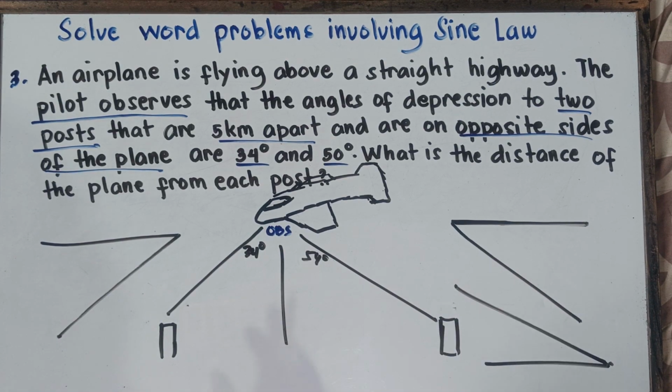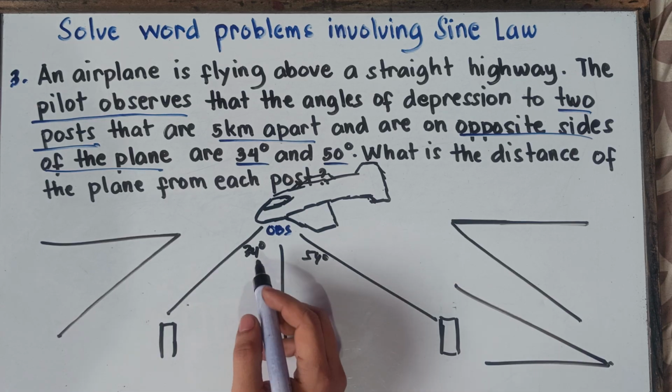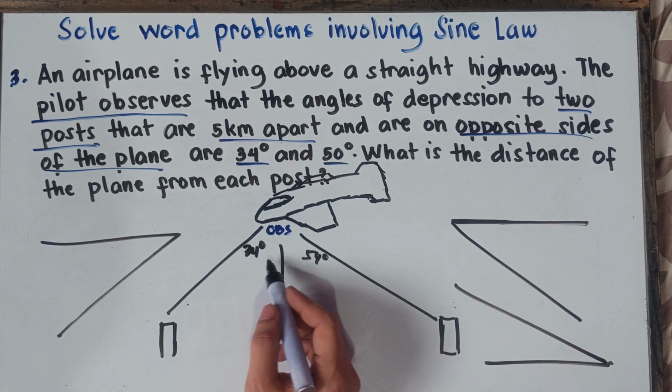Once again, class, if you're dealing with angles of elevation and depression, you always deal with the horizontal line. Because if you don't have the horizontal line, I'm sure, 100%, you will commit a mistake. Therefore, this is not the angle right here. For 34 degrees and 50 degrees, this is not the angle, class.